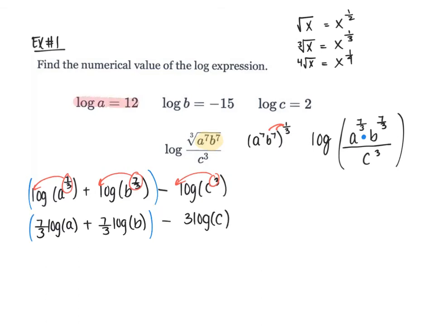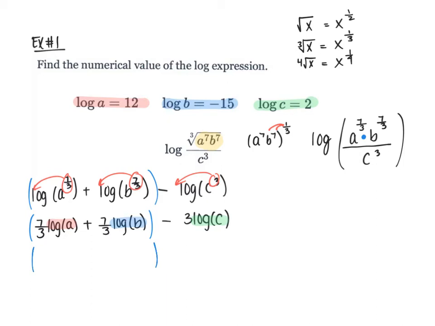So we have log of A is 12. So for log of A, you're going to put 12. For log of B, you're going to put -15. And for log of C, you're going to put 2. Always substitute using parentheses. And don't forget to use your original parentheses here in blue and keep those there.